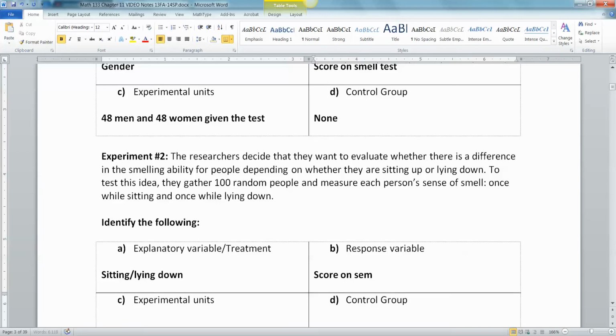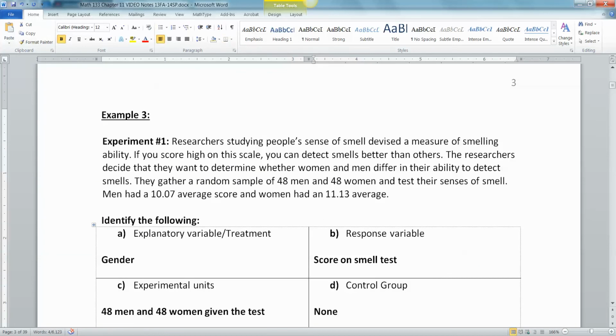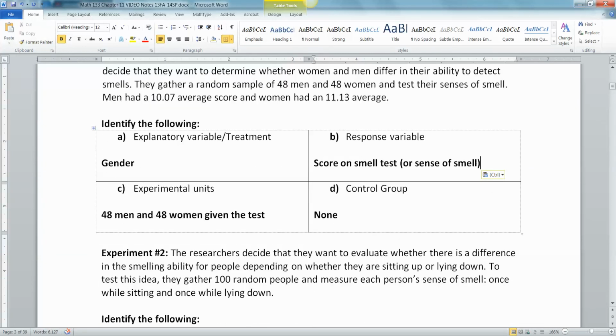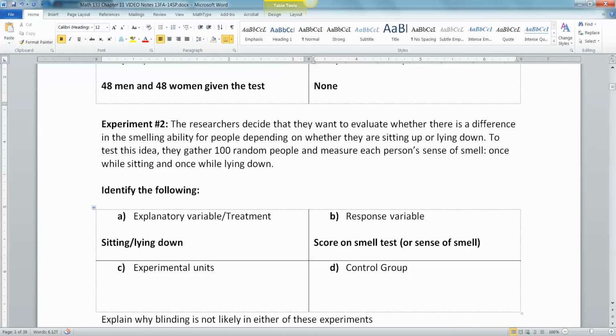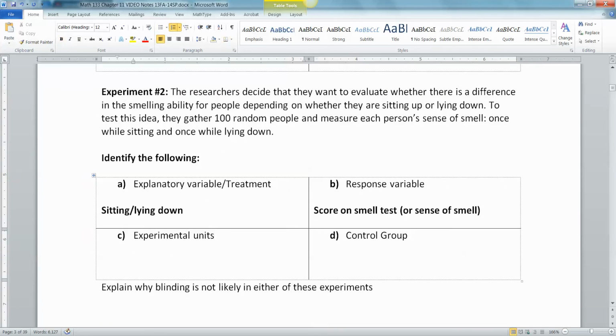Score on the smell test. You're trying to get a sense of their sense of smell. So I guess that would be the other way to say it, right? You should say sense of smell. Okay. Same with the one above, honestly, because the smell test, you can think of that as the response variable, or just their sense of smell as the response variable, and the score on the smell test is measuring that for you. All right, then the experimental units would be the 100 random people. And the control group, again, there isn't one because you're giving it to all of them.